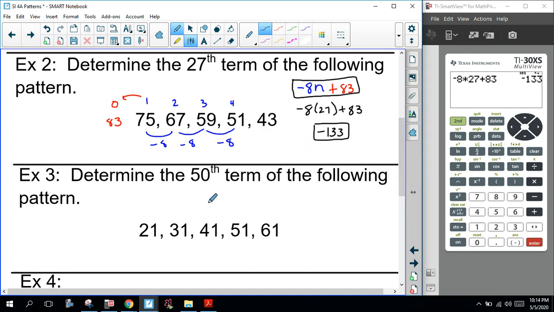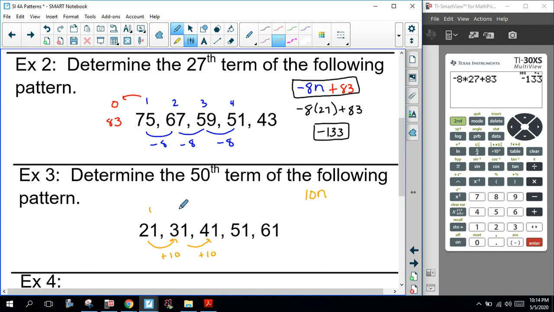All right, continuing. Number 3, determine the 50th term in the following pattern. Going to do the same kind of thing. Let's come up with, first of all, the expression. What's going on here? The pattern is going to be plus 10, over and over, plus 10, plus 10, plus 10. So to start the expression, the slope is 10, so it's 10n. Plus or minus, well, what's the intercept going to be?